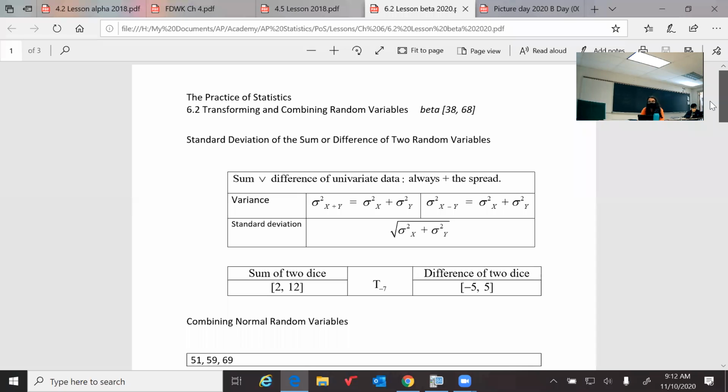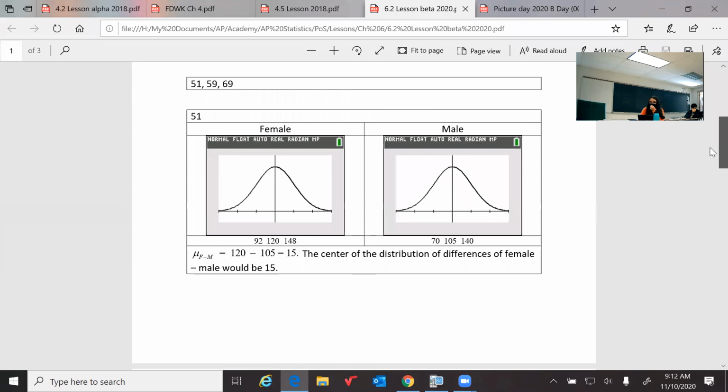So for 51, we've got these pictures. Here's the girls. 120 is in the center. The step's 28. So if I went 1 step to the right, I'd have 148. If I had 1 step to the left, I'd have 92.